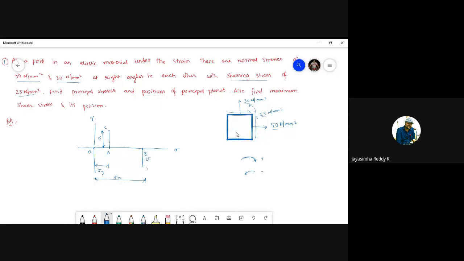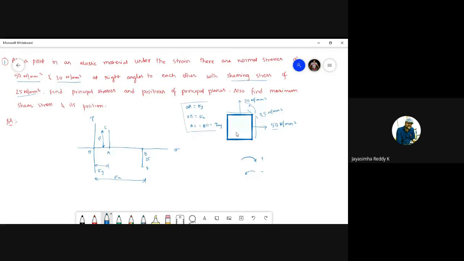Now we have got 4 points, students: A, B, C, D. How did we mark A, B? OA is equal to sigma y, OB is equal to sigma x, and AC is equal to BD is equal to tau xy. That is what our step is.